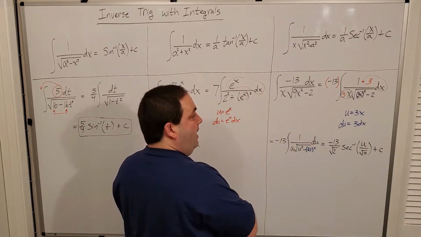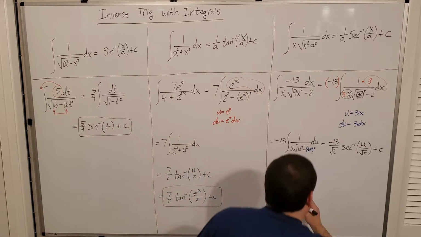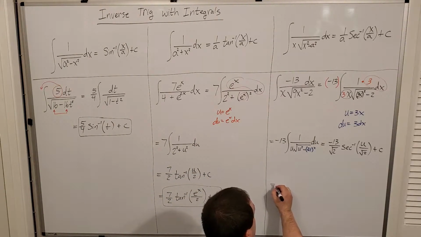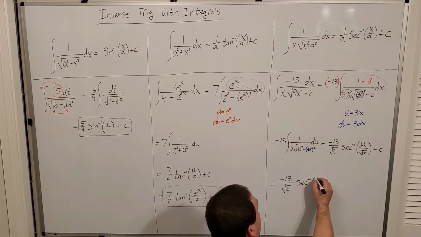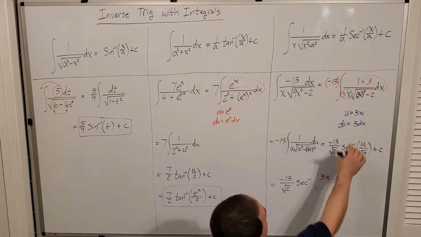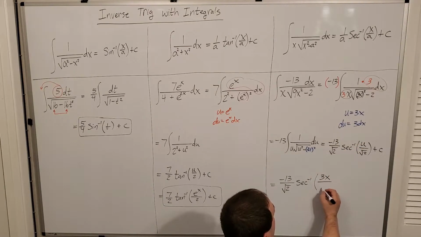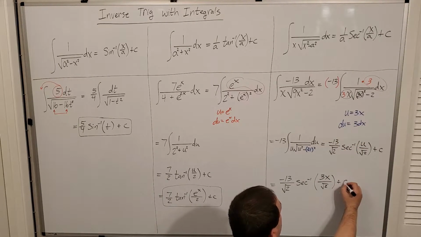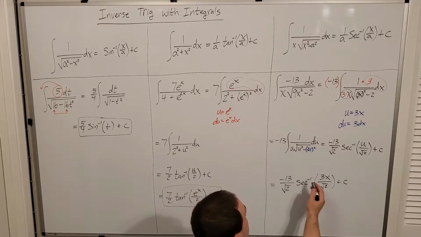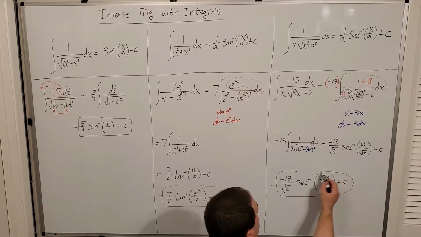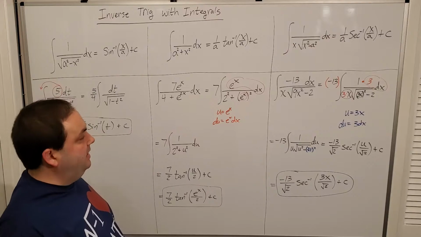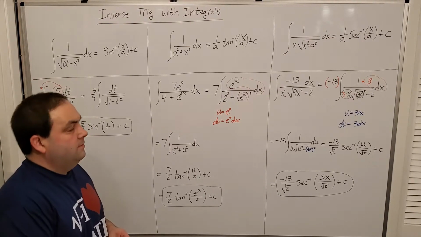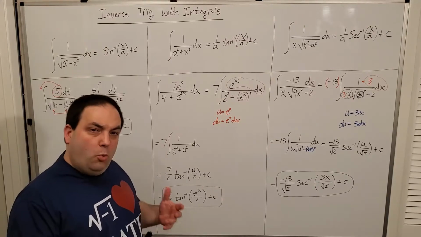And then I'll hop back out for my antiderivative with x. So I'll have negative 13 over square root of 2, arc secant of 3x, which was my u, over square root of 2 plus c. All right? So that's the basics of using these inverse trig functions. Let's just get a couple more examples before we wrap up.